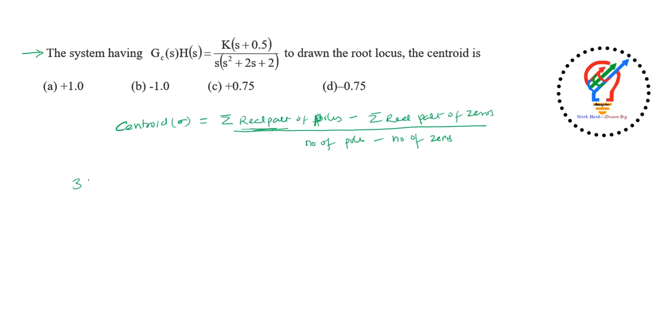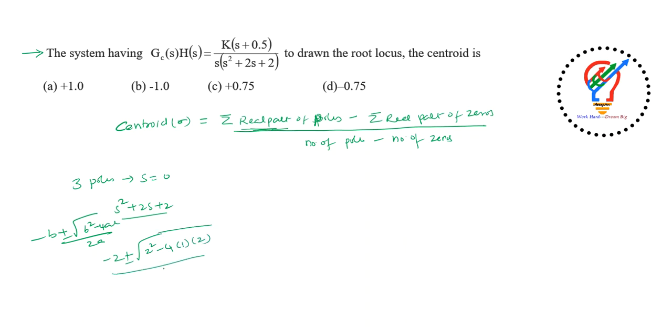We know that there are three poles. The first one is s equal to 0, and the others come from s square plus 2s plus 2. We need to solve this and find the poles here, so we apply the formula: minus b plus or minus the square root of b square minus 4ac, divided by 2a. So minus 2 plus or minus the square root of 2 square minus 4 into 1 into 2, divided by 2 into 1.